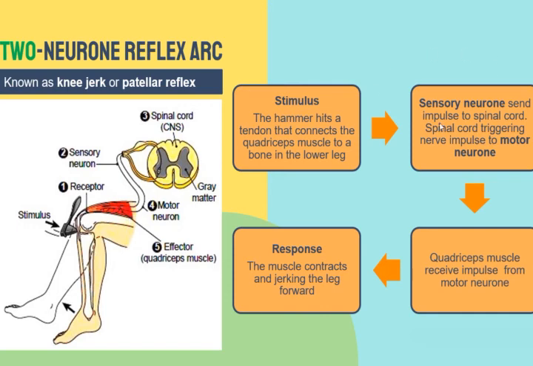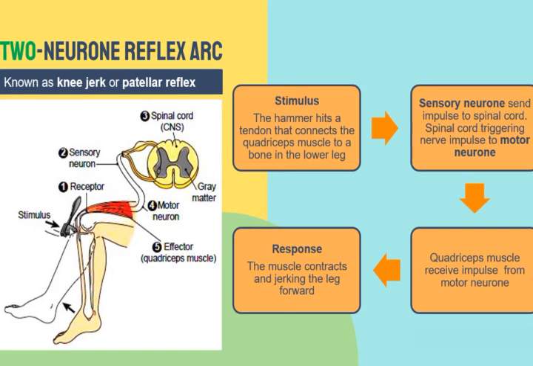Okay, then what happens here? The sensory neuron sends the impulse to the spinal cord. Before that, once the hammer hits the tendon, it will trigger a nerve impulse, and this nerve impulse is carried by the sensory neuron to the spinal cord.